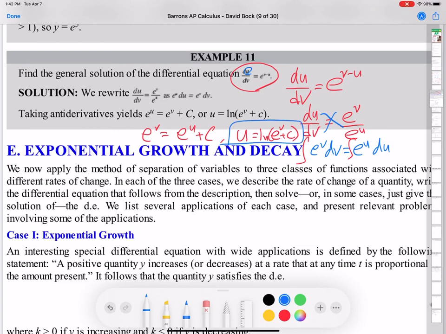So I explained how to solve differential equations by separation, and then I gave you 3 examples in the textbook. Okay, I hope that it helped you understand more about how to solve differential equations by separation.